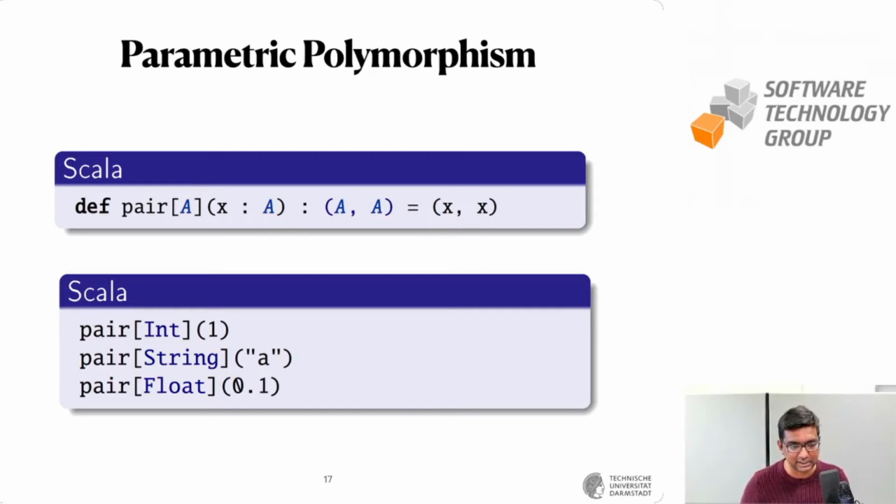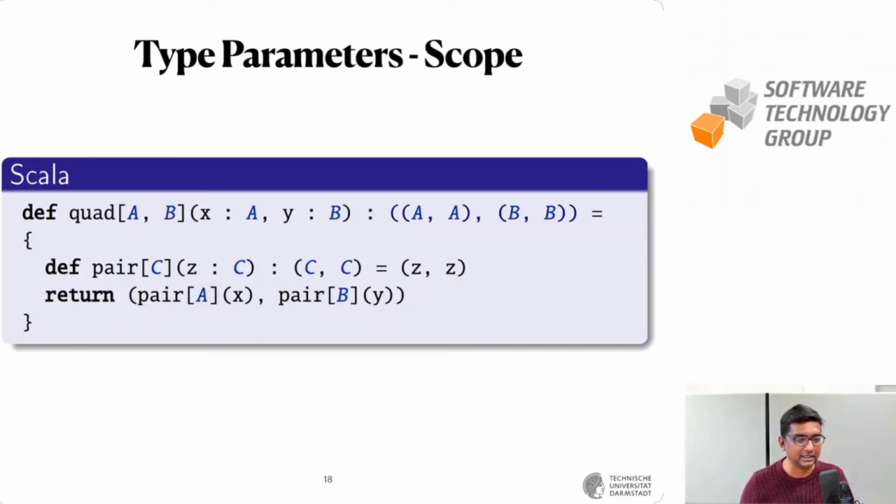Same with pair of string, pair of float, and so on and so forth. As you can see, such parametric polymorphism reduces redundancy. Languages like Scala support such kind of parametric polymorphism, and of course these are also supported in other forms as templates and generics in other languages, right? Okay, now let's look at the nitty-gritty of typed parameters as we saw before, right?